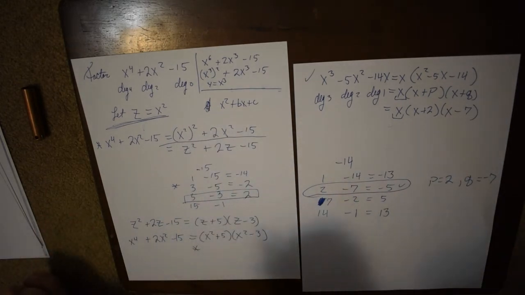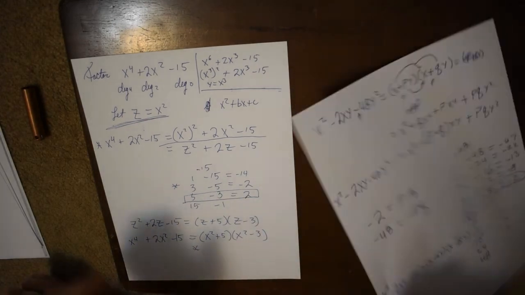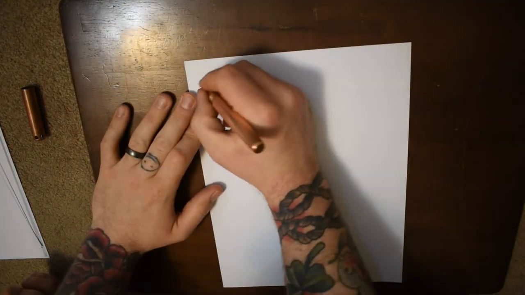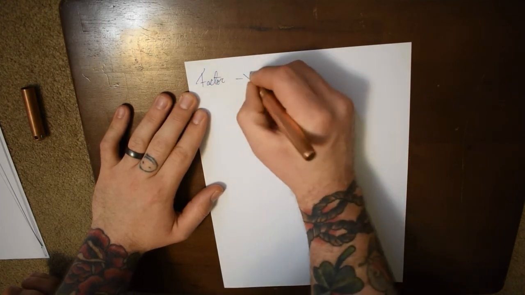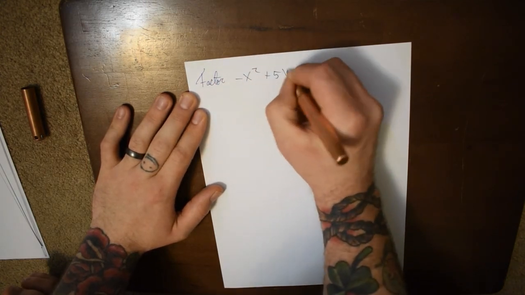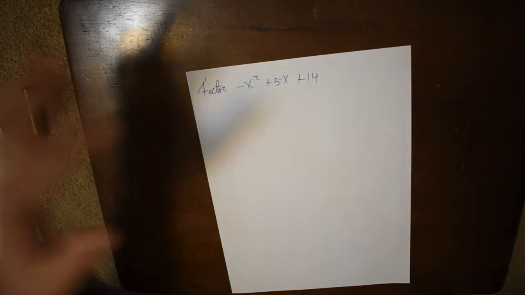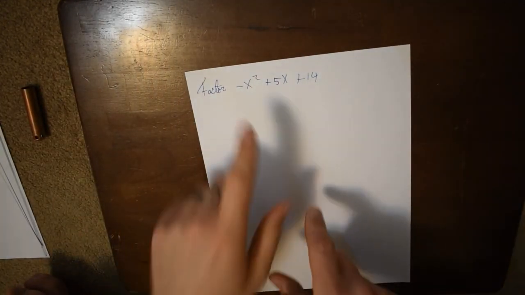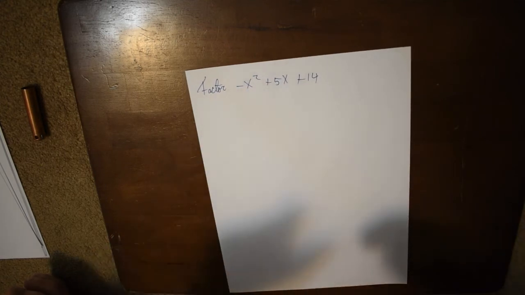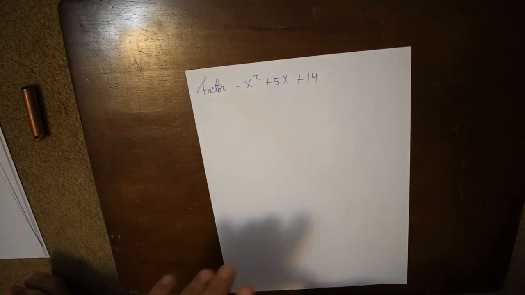Okay, so I've got 2 more examples for you. Let's factor negative x squared plus 5x plus 14. And notice how our leading coefficient is negative 1 instead of positive 1.